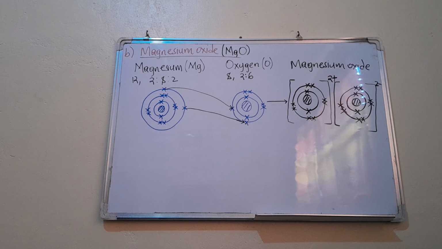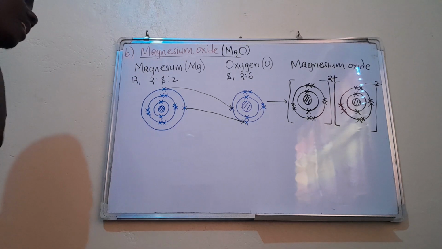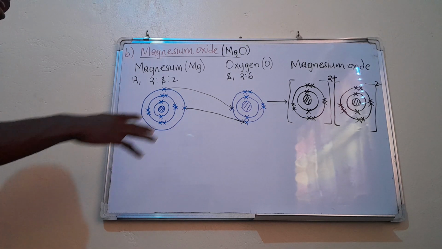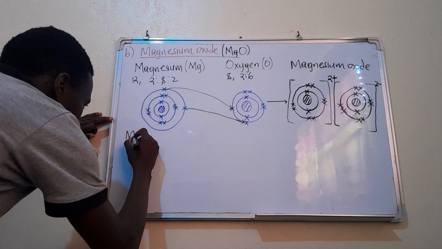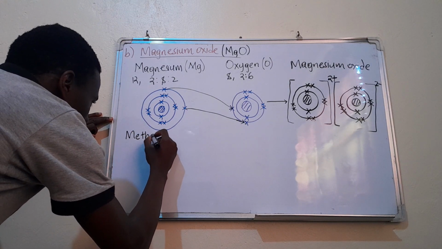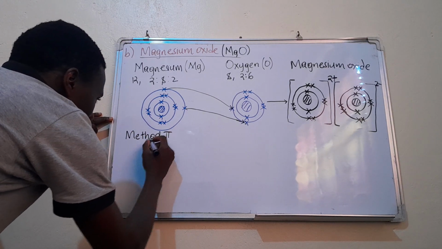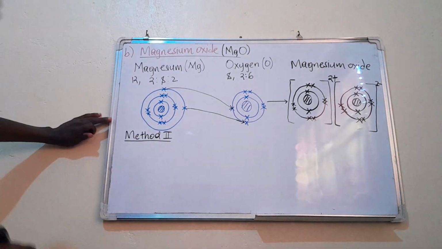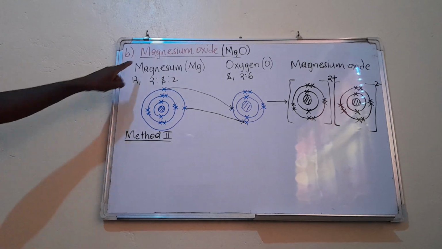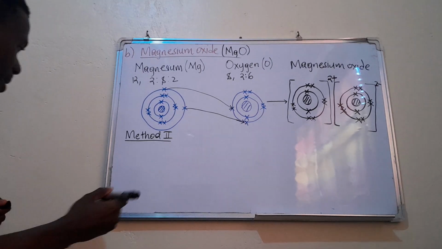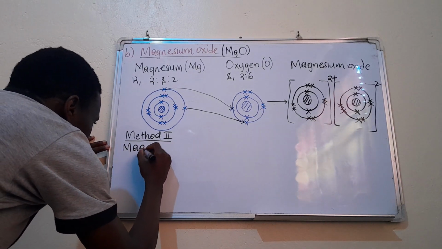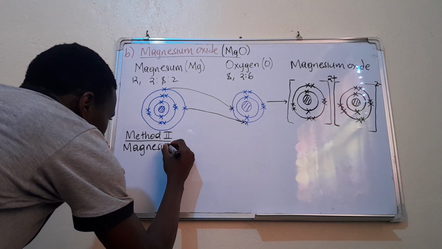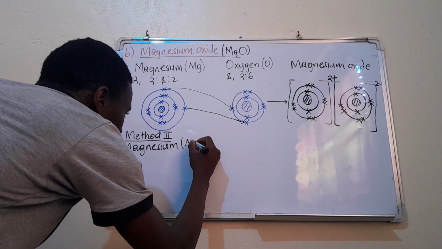Then we are going to look at method 2. There is a second approach of how to summarize this. So if you don't take that path, let us see method 2. We are having our magnesium, which is Mg.